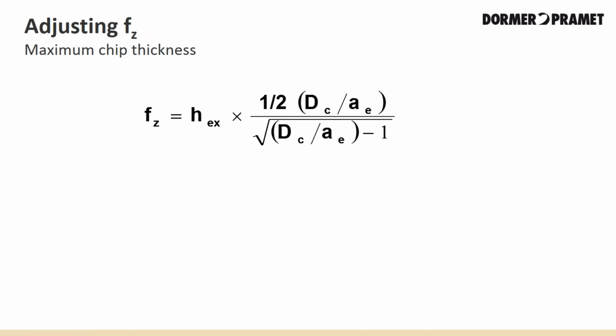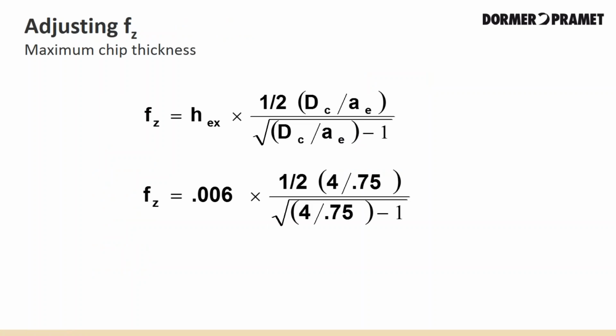So the formula reads: cutter diameter of 4 inches divided by the cutter engagement of 0.75, which is down here, multiplied by 0.5. Then this is divided by the square root of 4 divided by 0.75 minus 1. This equals 1.28. Then you multiply by the chip thickness of 0.006, which in turn gives you a new feed rate of 0.0077. So we've gone from 0.006 to 0.0077.